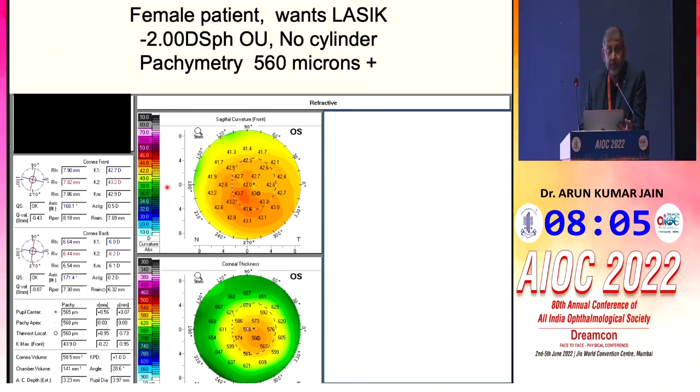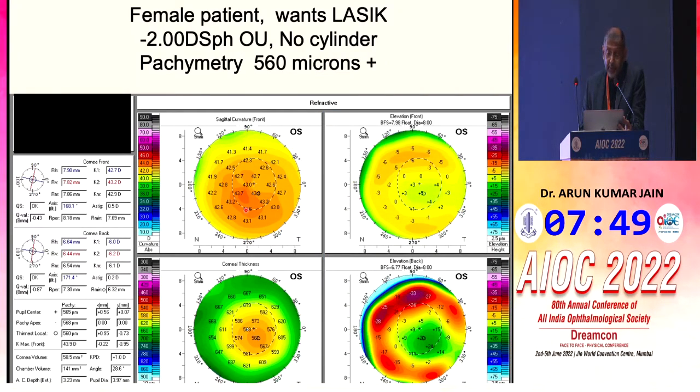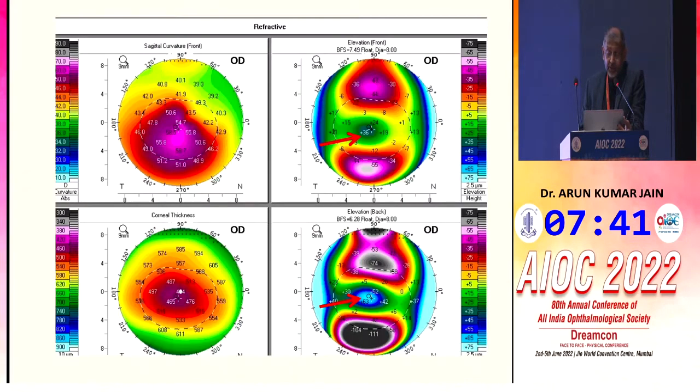This is a representative patient who had a -2 diopter spherical refractive error, and came for LASIK surgery. Pachymetry is 560 micron, which is within normal limits. There is a little asymmetrical bow tie on the sagittal map, but you can see the elevation on the back side is to the tune of 20 micron, which is significant.